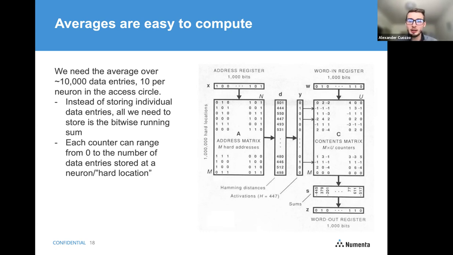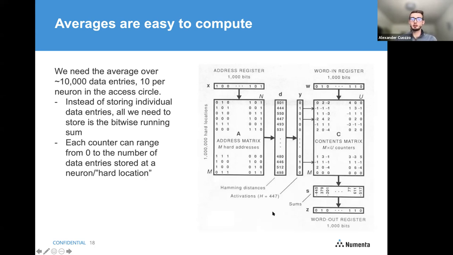I think maybe it's worth spending a little bit of time explaining what's actually going on in this picture here and how this maps onto what I was talking about earlier. So if you have an address coming in, let's pretend that this is a write operation. This address will selectively activate some neurons which are at these hard locations based on their addresses. Some neurons are going to be very close to this input address and some neurons are going to be far away, and you're going to activate the ones that are very close.